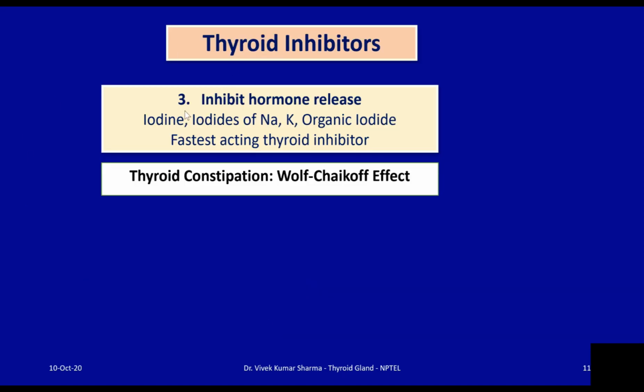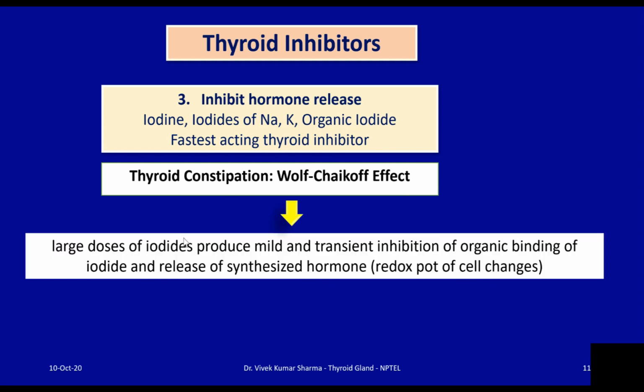The third group of thyroid inhibitors is those that inhibit hormone release. These include iodine itself, iodides of sodium, potassium, and organic iodide, and these are the fastest acting form of the thyroid inhibitors. So there is a condition called thyroid constipation, or the Wolff-Chaikoff effect. Let's see what it is.